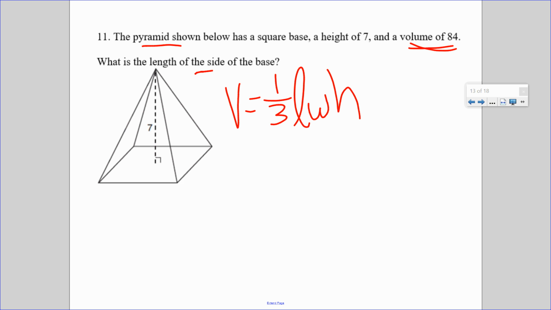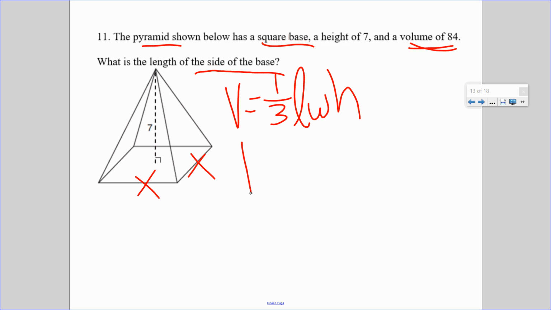Now it's asking for a side of the base. Well, because it's a square base, the length and the width are the same. So since that's what it's asking for, I'm going to call that x, and that's going to be x as well. This is a very common question they ask. They give you a pyramid where the base is a square. You have to understand that a square has all sides the same.